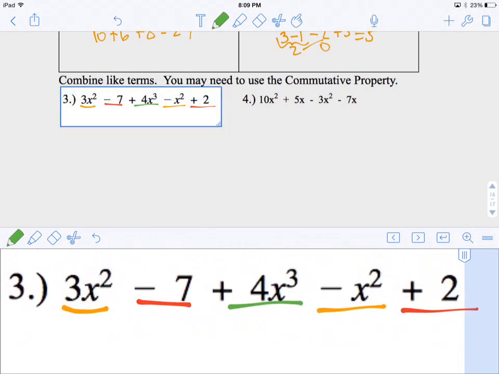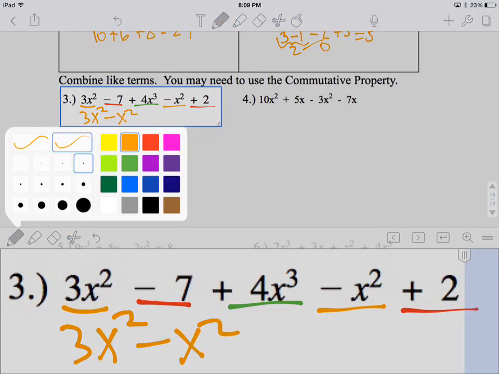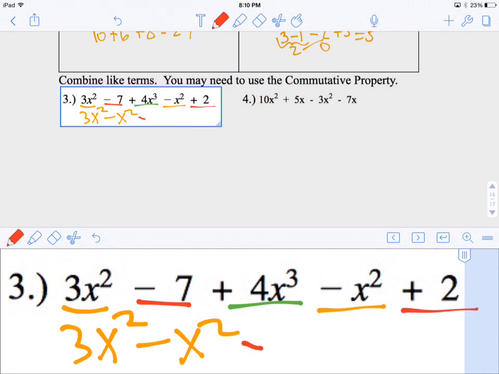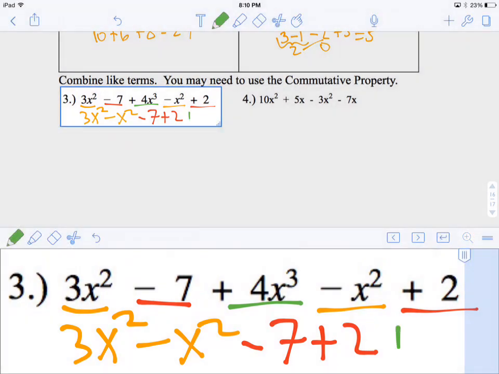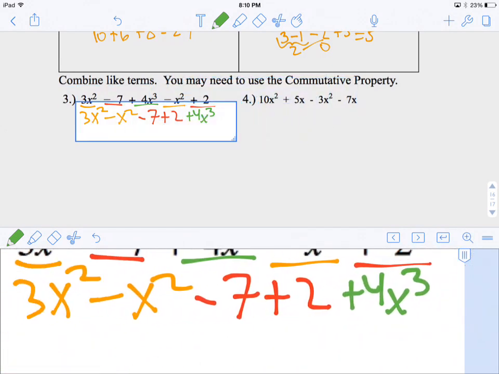So down here, I'm going to write 3x squared, and I'm going to do minus x squared. I put them together. Then I'm going to do -7 plus 2, and then I'm going to do my green one, plus 4x cubed. Okay?